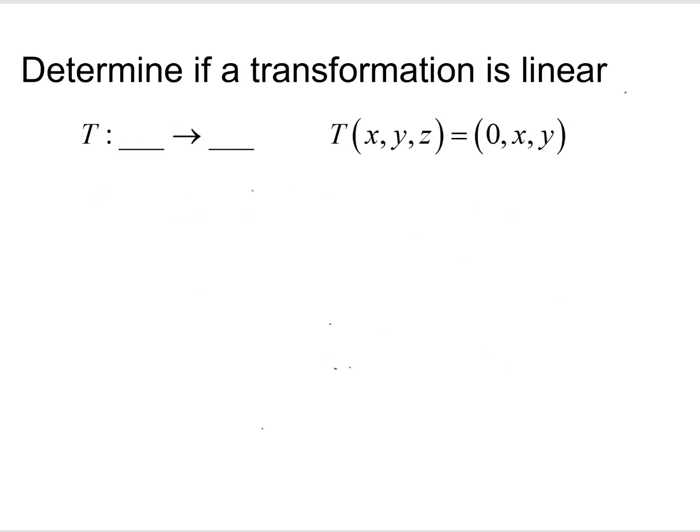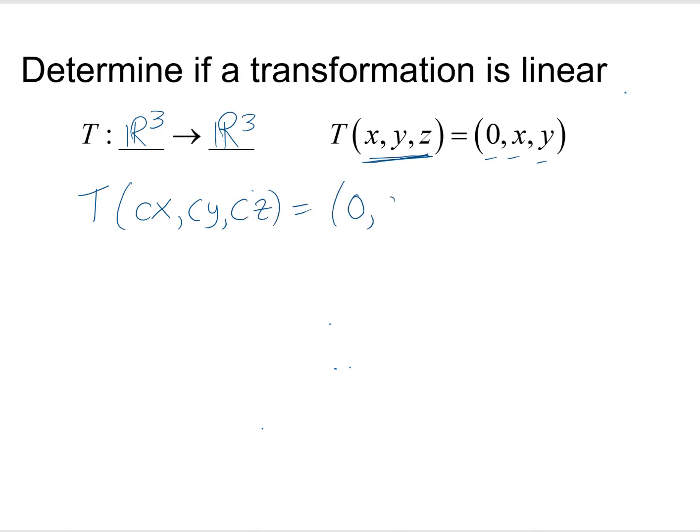All right, let's look at one more. Transforming three component vectors. So in R3, when I get them transformed, they have three components, so mapping to R3. First of all, we check that if we transform with a cx, a cy, and a cz in there, if we apply this transformation, we'll get 0 and whatever was in the x, which is cx, and then whatever is in the y, which is cy.